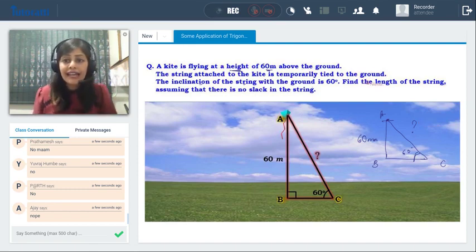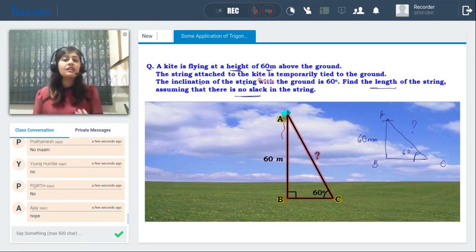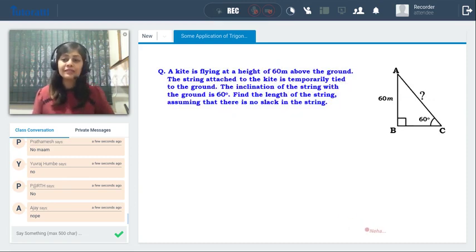Now, what is said? Find the length of the string assuming that there is no slack in the string. Students, slack just means some folds. So we're going to assume that the string is taut and there are no folds in that string. So basically it's just a straight line. That is what this means. Now let me take this figure. Again, an extremely simple sum.